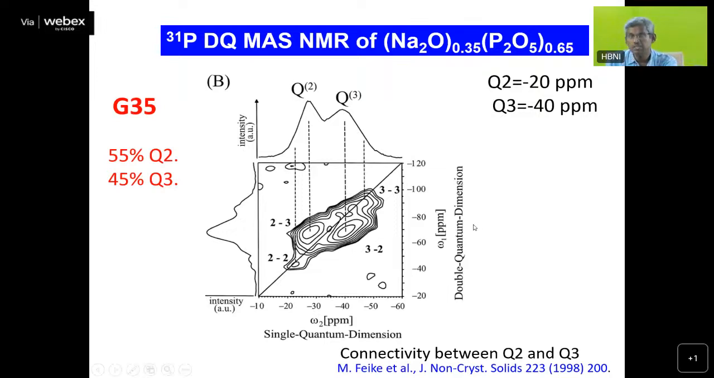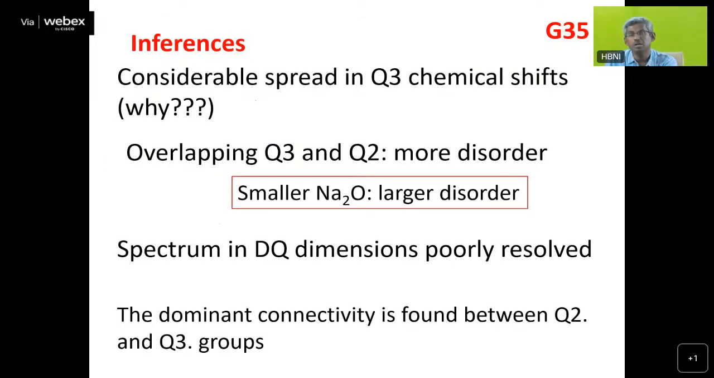We have been discussing different aspects like dipole-dipole interaction and chemical shift anisotropy, and how we can use these interactions to get structural information from solids. This aspect we discussed in the last class very well.